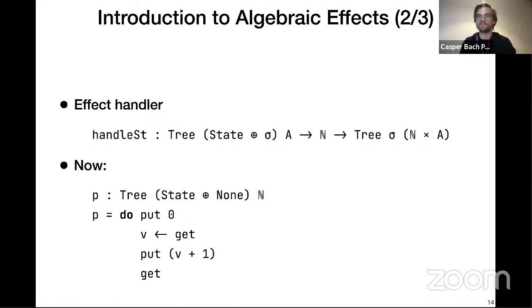And now we can apply this function. I'm not showing its implementation, but I'll talk a bit about how we actually encoded this in Agda later in the talk. We can apply this handler to our program to validate that indeed this program yields the result one, as we would expect. It increments zero by one.